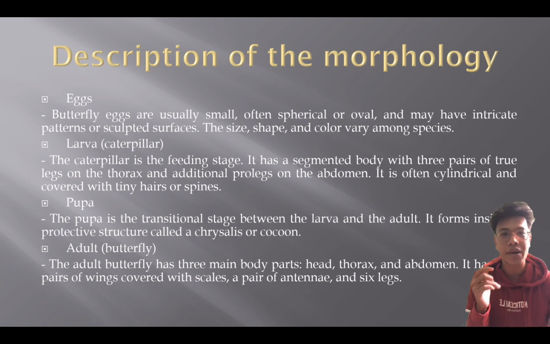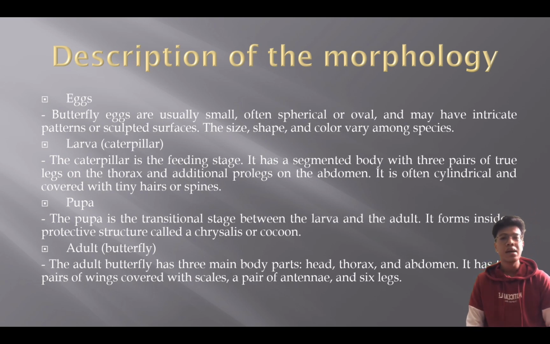So when they become a caterpillar or larva, the caterpillar is the feeding stage. It has a segmented body with three pairs of true legs on the thorax and additional prolegs on the abdomen. It is often cylindrical and covered with tiny hairs or spines.